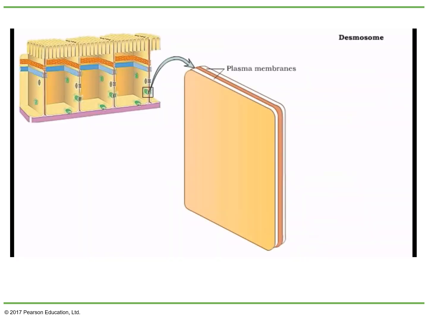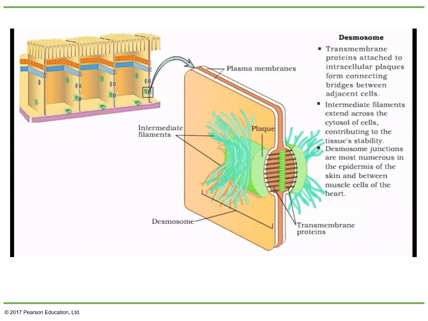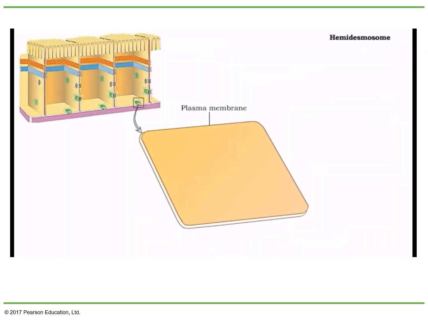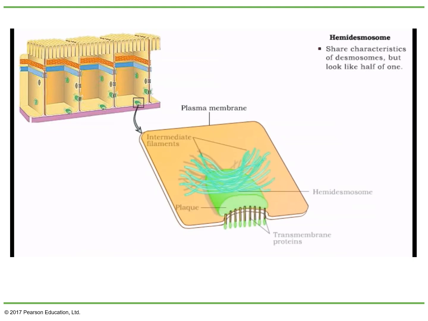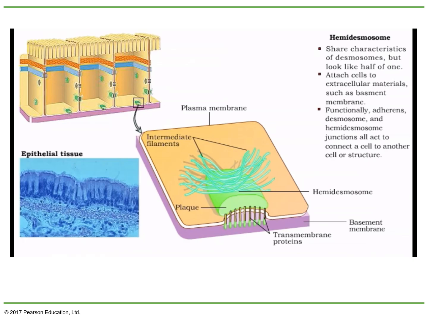The desmosome is similar in structure to the adherens junction, except that intermediate filaments extend into the cytosol of each cell. These junctions help provide stability to tissues and are abundantly found in the epidermis of the skin and between the muscle cells of the heart. The hemidesmosome, or half-desmosome, provides strong attachments between cells and other extracellular materials, such as the basement membrane of epithelial tissues. Hemidesmosomes are most abundant in tissues that undergo constant frictional or abrasive forces.